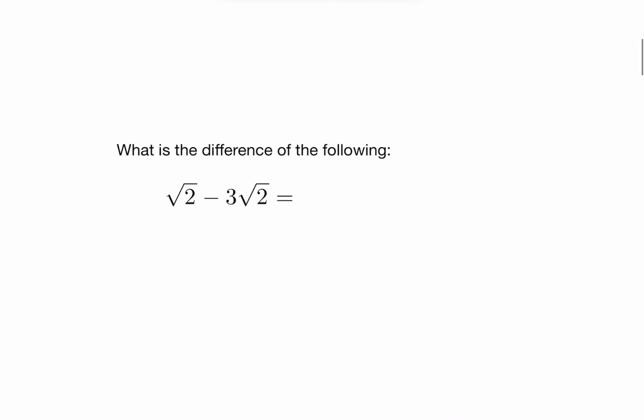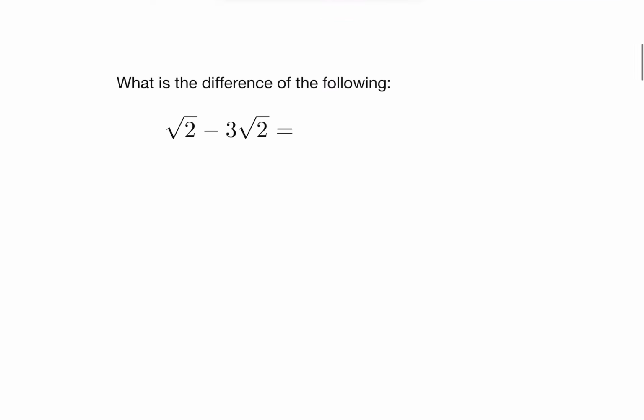Now in this example, we're taking the difference, and the same thing applies. We have an implied 1 here in front of the radical sign, and so this just works out as 1 square root of 2 minus 3 square root of 2. So 1 apple minus 3 apples is negative 2 square root of 2.